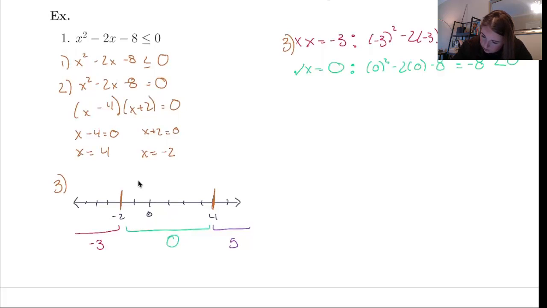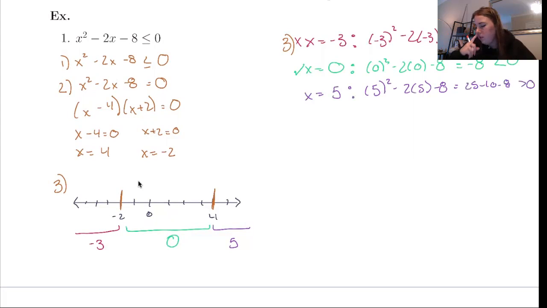No. And then what other color? I'll use purple. So purple, we chose 5 to be our tribute. So 5 squared minus 2 times 5 minus 8. That's going to equal 25 minus 10 minus 8, which is also greater than 0. It's like 25 minus 18, which I don't actually care what that number is. I know that number is going to be a positive number and I don't want that.